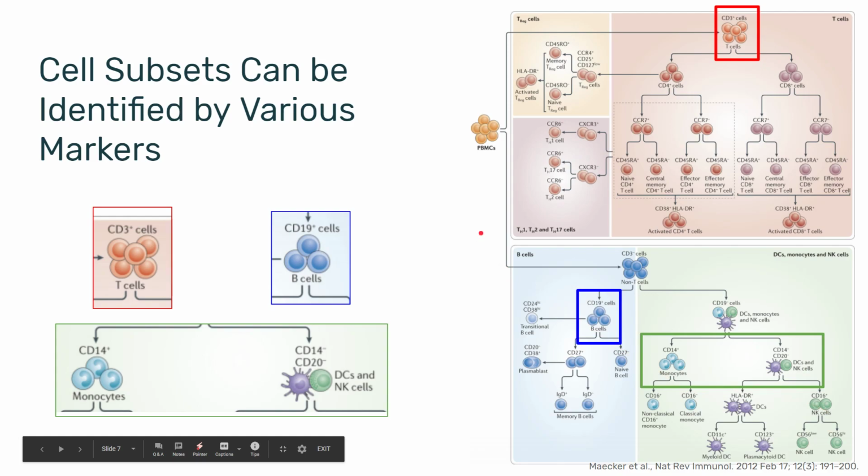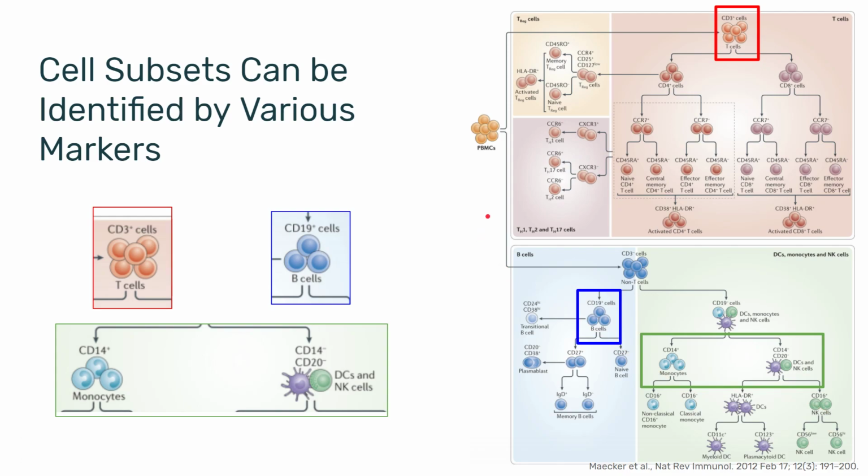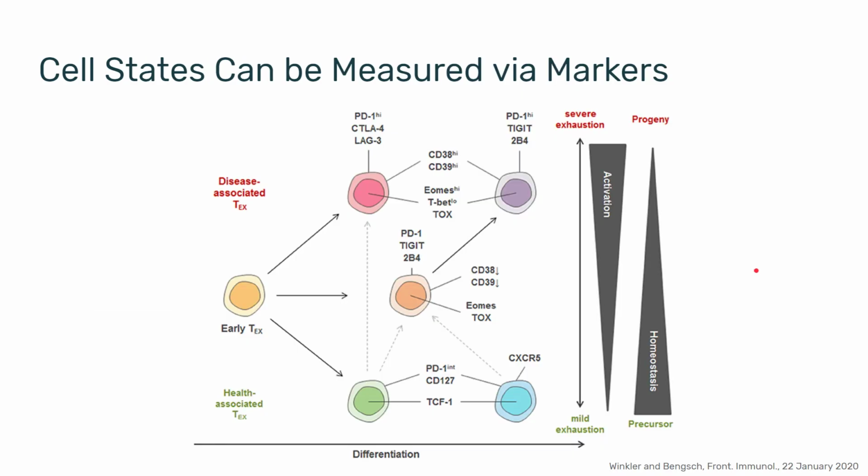I will point out that there are always exceptions to these rules. For example, earlier, younger B cells don't express CD19, or not all monocytes have CD14 on them. There are CD14-negative monocytes. Furthermore, we can use these markers to measure the cell state or behavior. One notable example is whether a T cell is activated or exhausted. And different markers, both surface markers and internal markers, can be used to investigate that state of the cell.